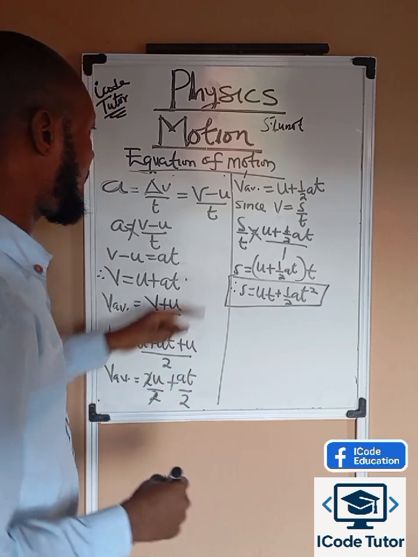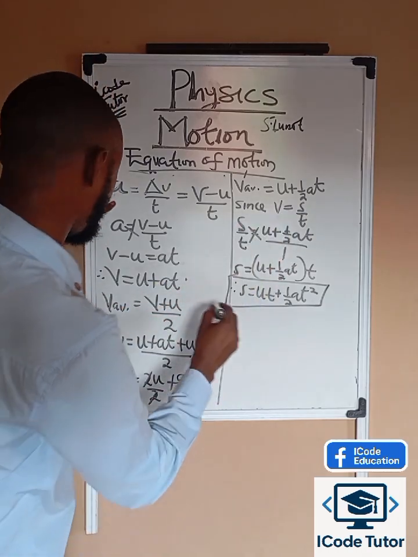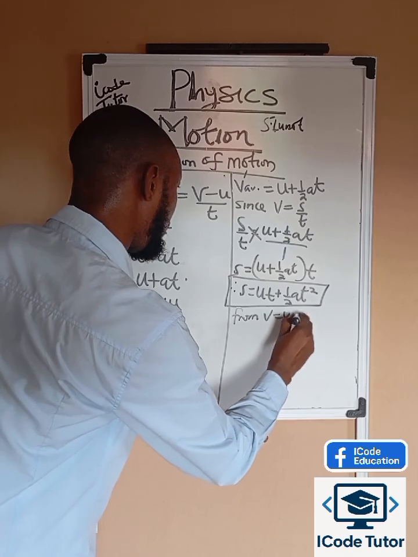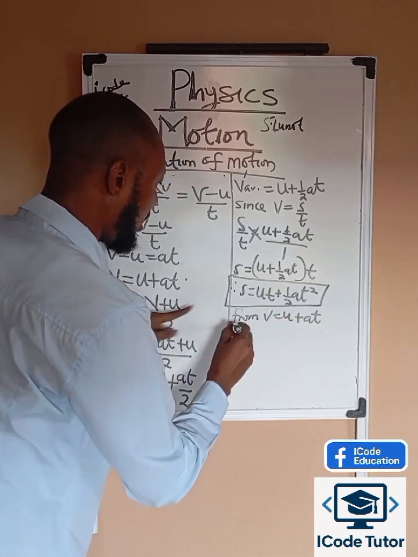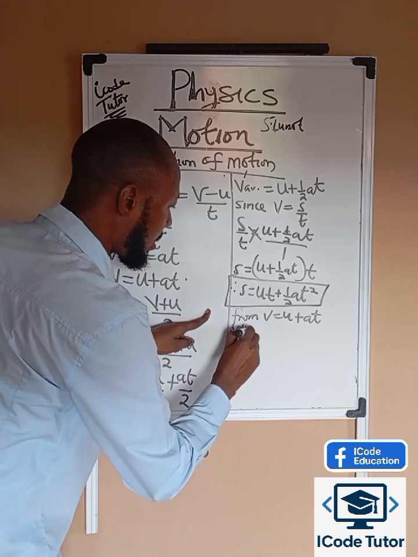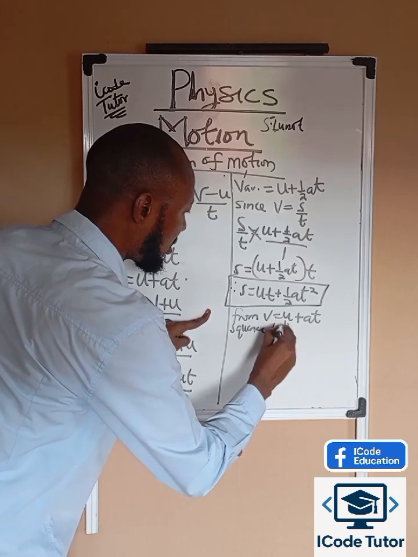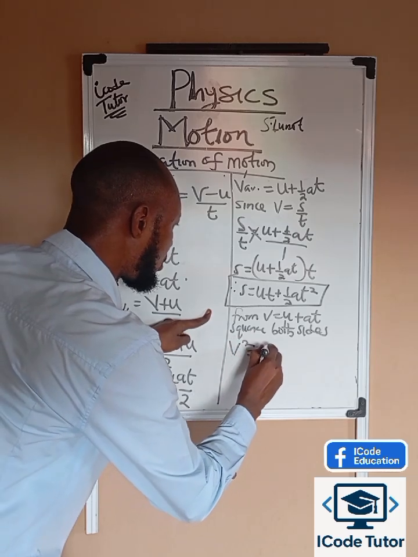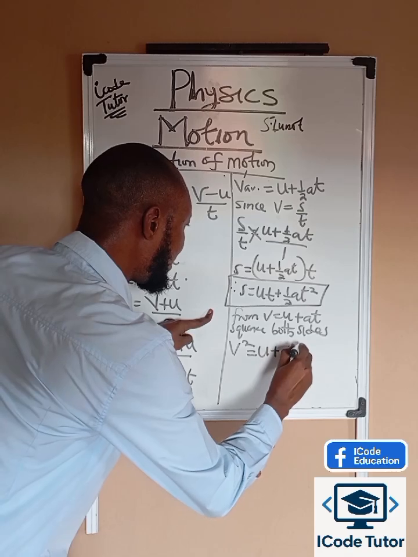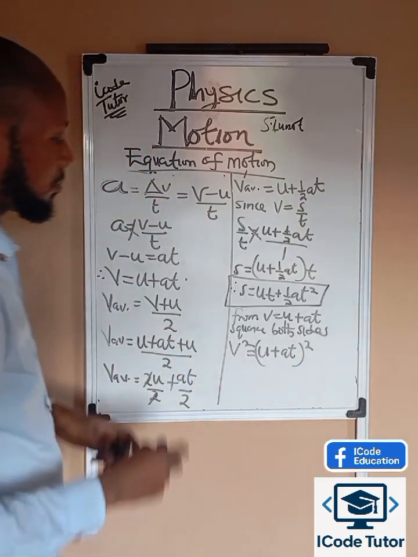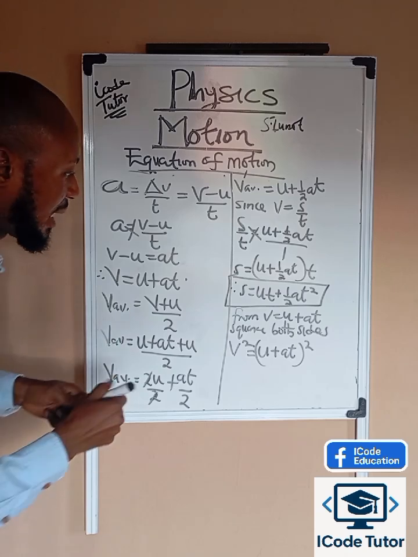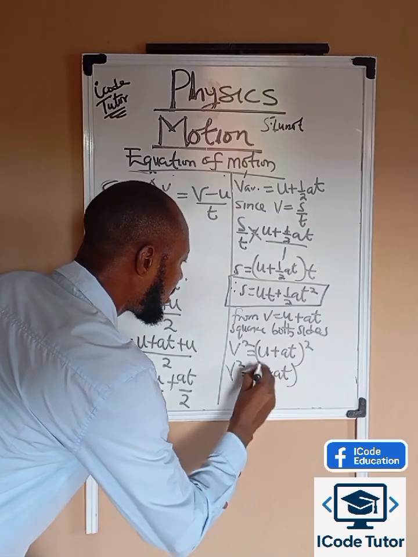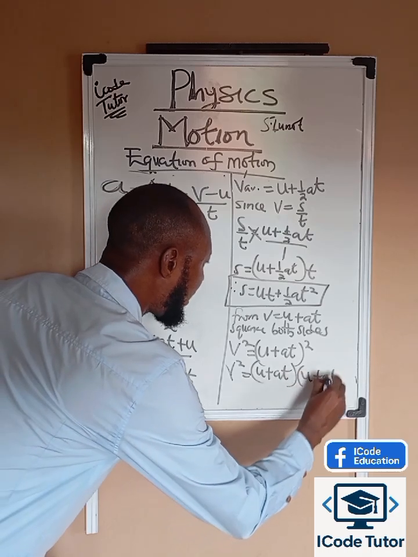Now, let's move to the last part. From this equation, V equals U plus AT, let's square both sides. That means we have V squared equals U plus AT all squared. Is that clear? After that, this will now be V squared equals U plus AT into U plus AT.